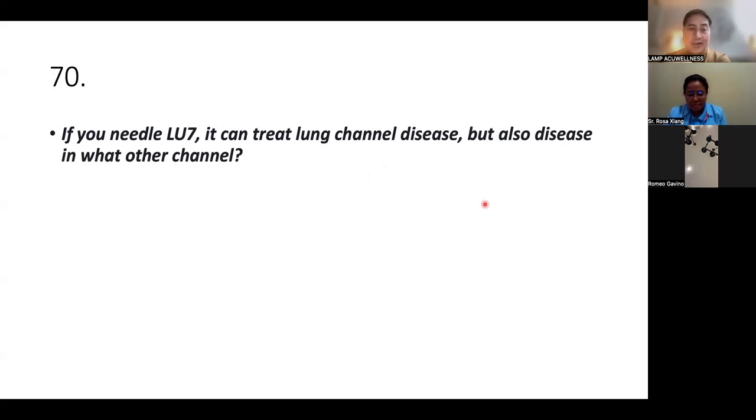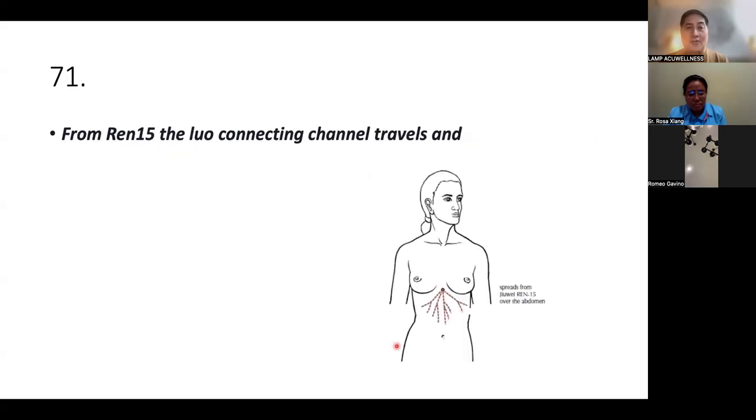Let's just ask the audience. If you needle lung 7, it can treat lung channel disease, but also disease in what other channel? Anyone? Lung 7. LI. From ren 15, the luo connecting channel travels and spreads over the abdomen. You can see the spreading here over the abdomen from ren 15.